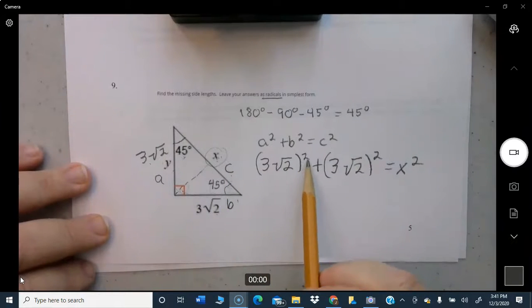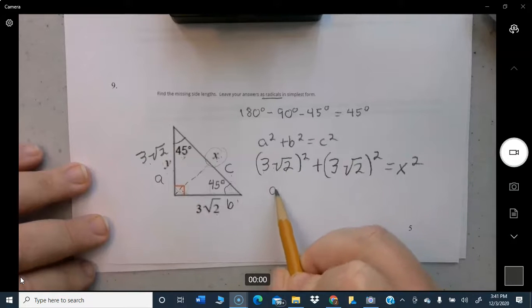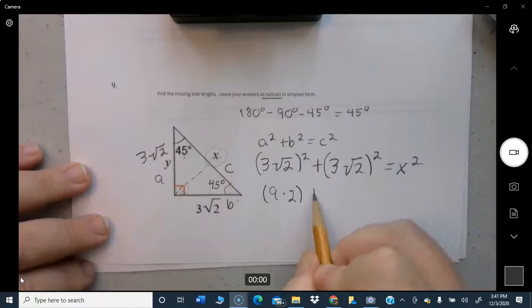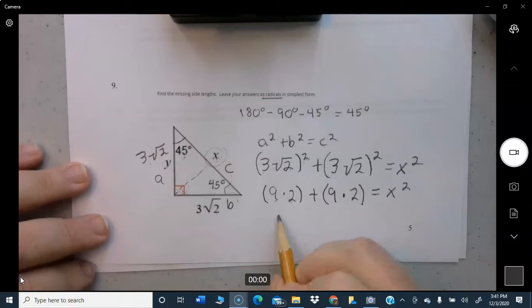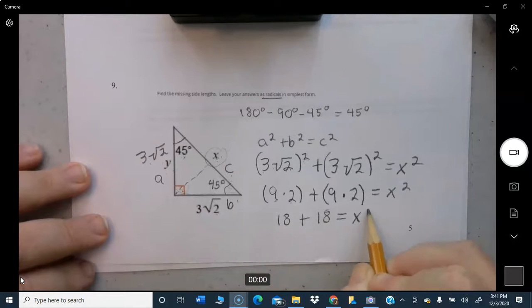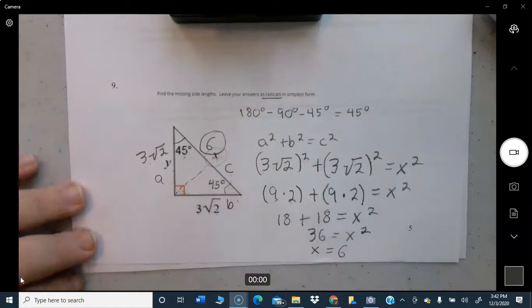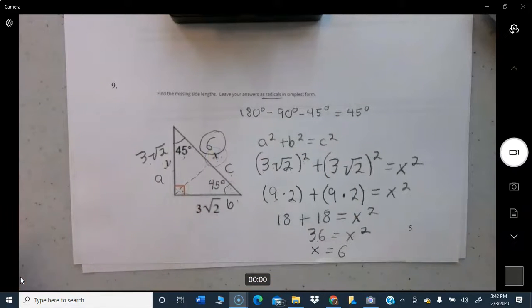So how do you do this? It's simple. You just square both of these. So 3 squared is 9, and square root of 2 squared is 2. 9 times 2 is 18. So the square root of 36 equals x, and that's going to be x equals 6. So this side over here is 6. And that's how you do that.